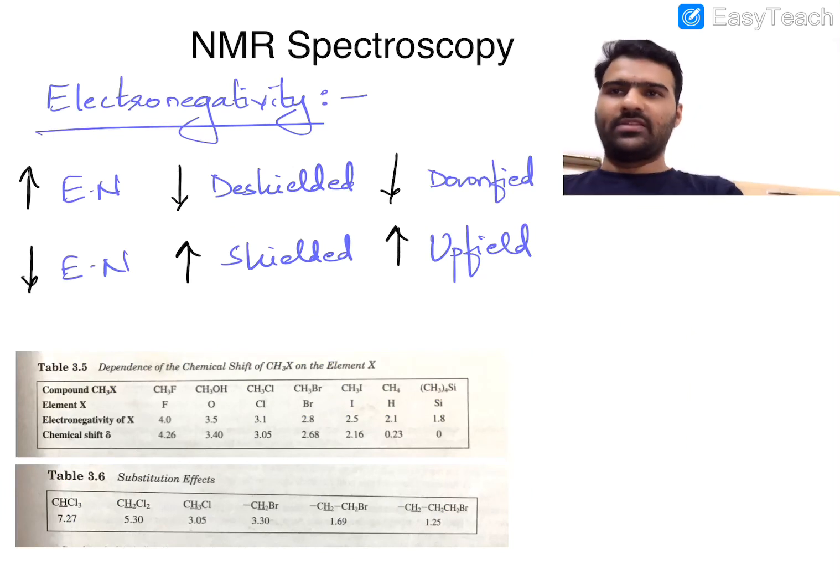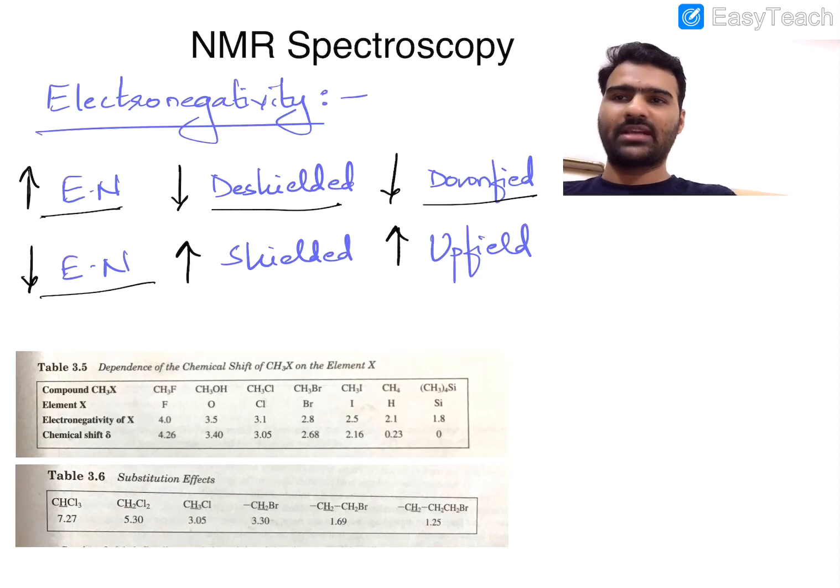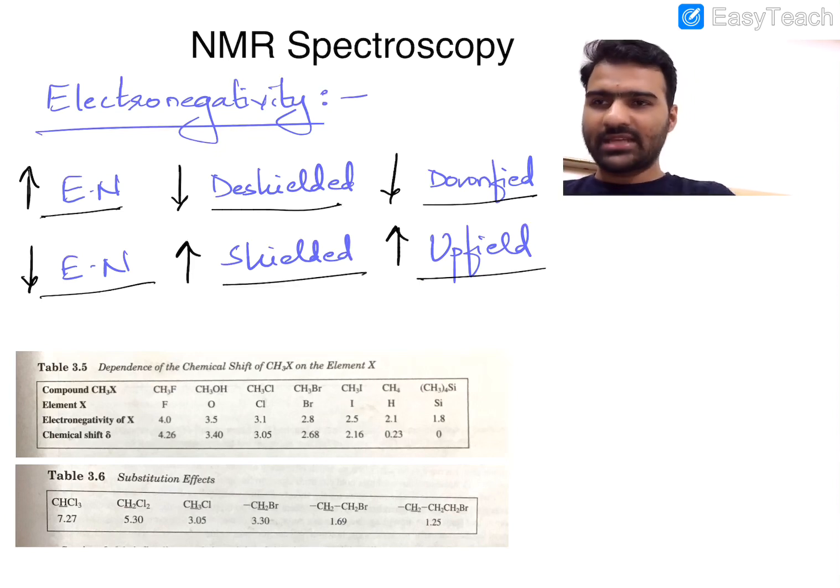So looking at how electronegativity affects peak positions in NMR, it's clear that as electronegativity increases, the nuclei itself is deshielded, and hence the peak position is going to appear downfield. On the other hand, when the atom connecting to the NMR active nuclei is less in its electronegativity, the nuclei itself is shielded, and thereby it's going to appear upfield. Let's look at some characteristic examples from tables 3.5 and 3.6.